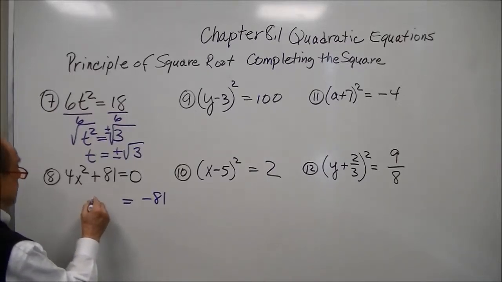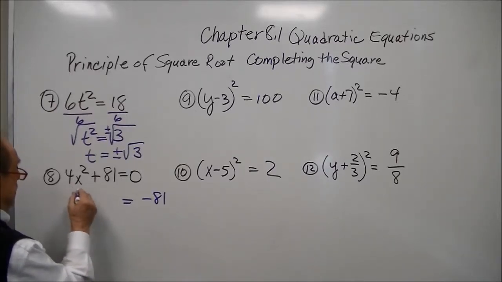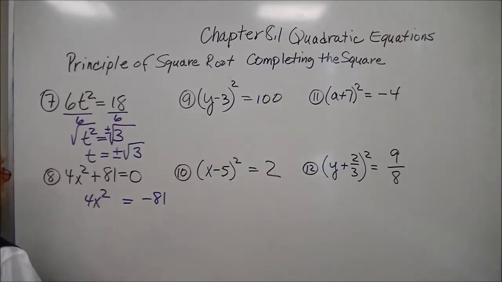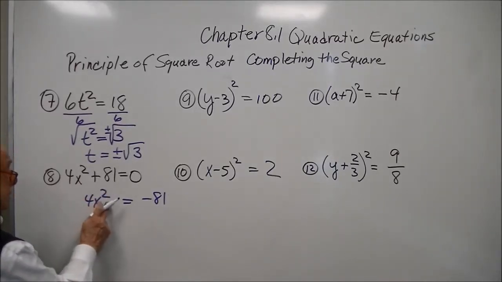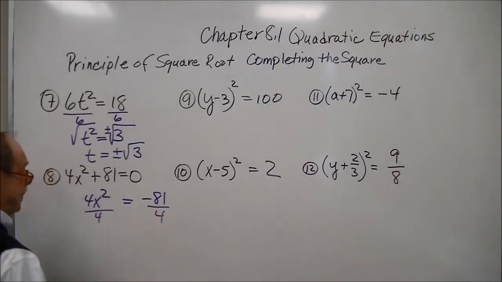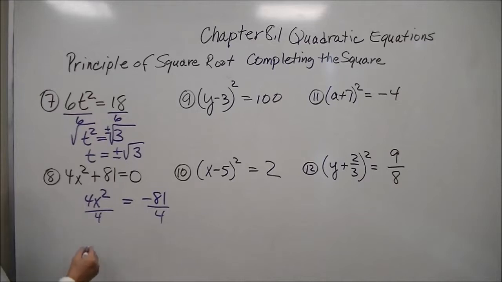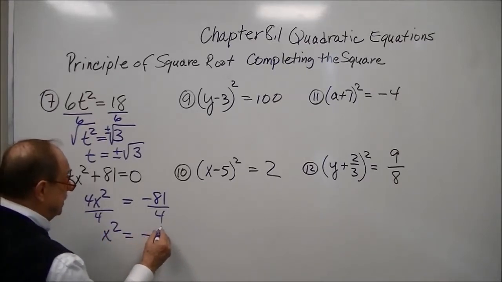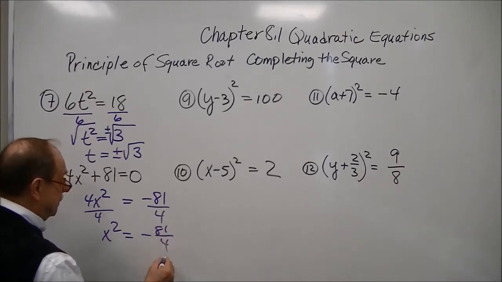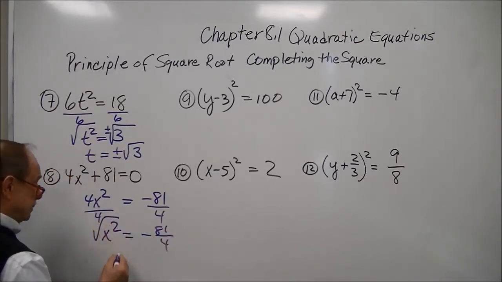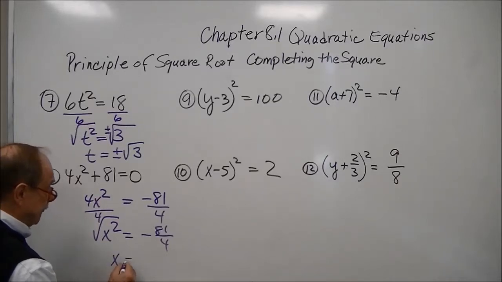And we're going to get 4x squared equals that. We're going to isolate the x squared by dividing both sides by 4. And we now get x squared equals negative 81 fourths. We're going to take the square root of this side, which gives us an x.